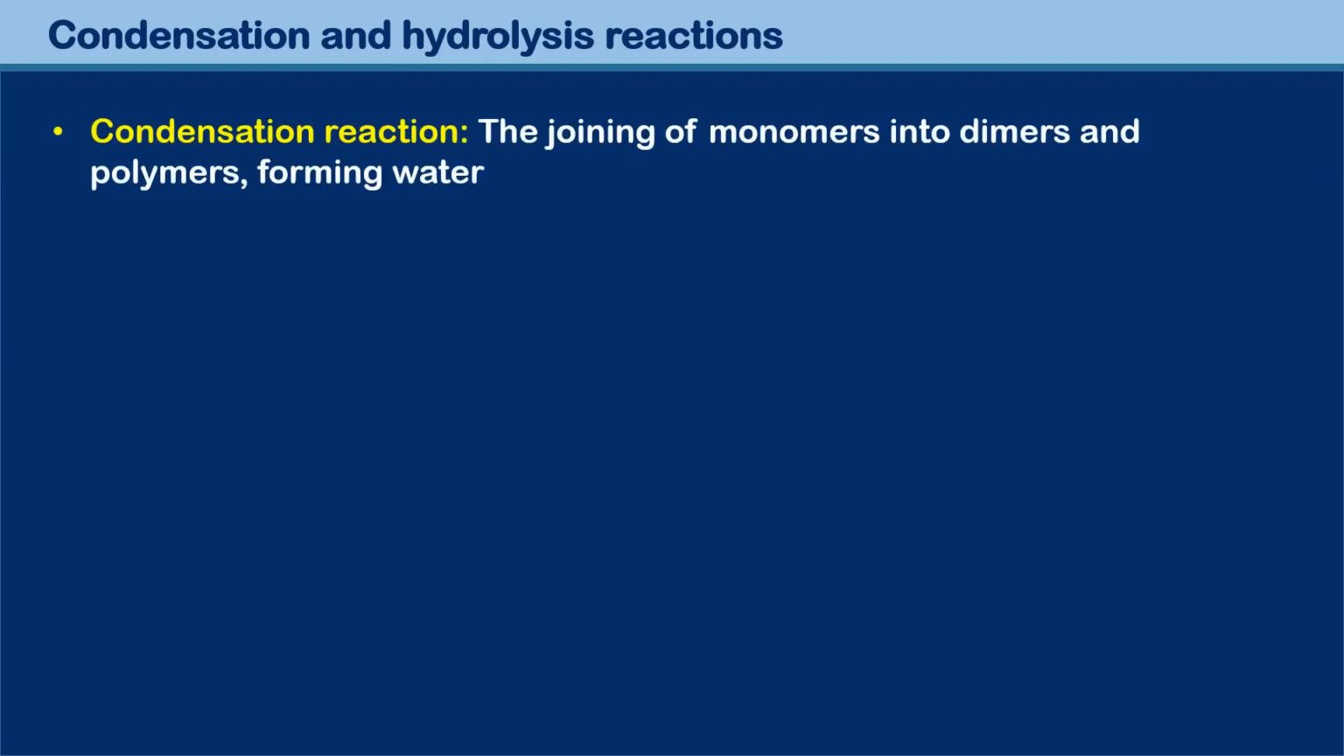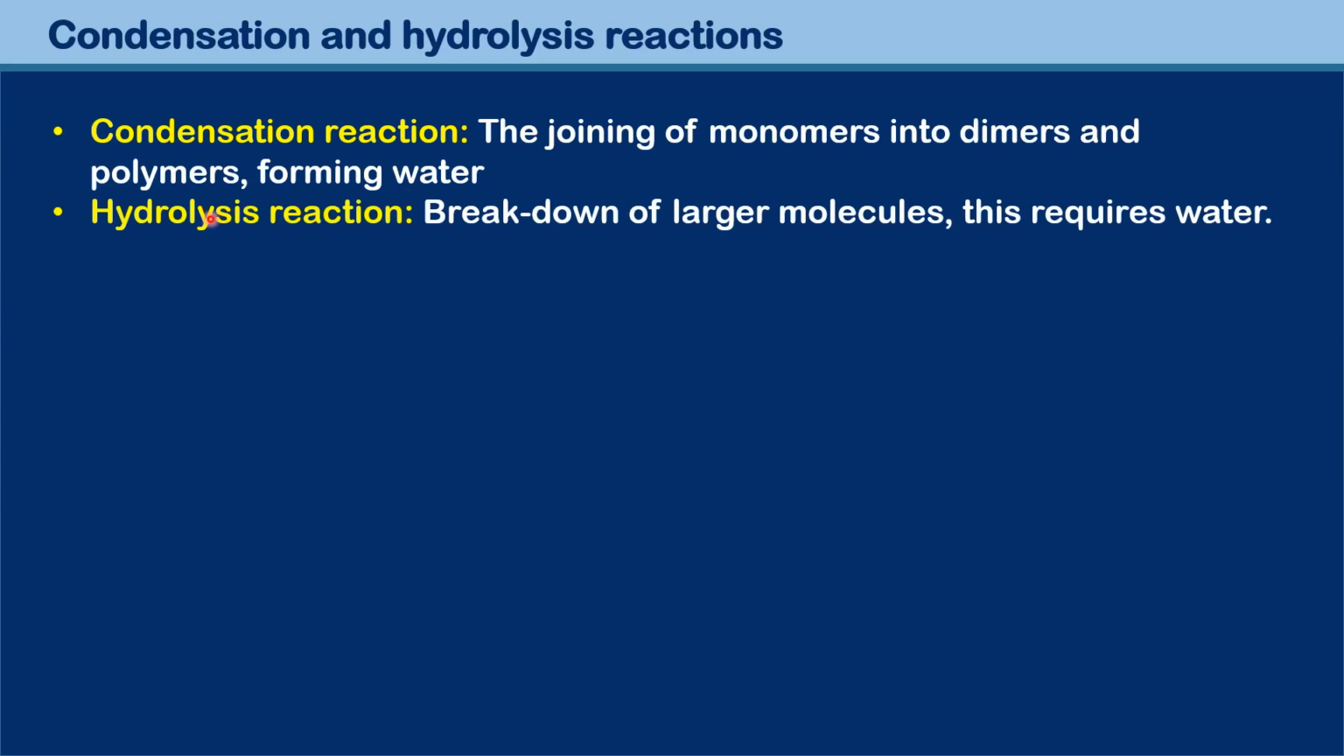Let's review over here. A condensation reaction is the joining of monomers, single units, into dimers, which are basically double units, and polymers, and in the process forming water. I'm going to explain this later. In contrast, a hydrolysis reaction goes the other direction. You have larger molecules and you break them down into smaller molecules, and this requires water.